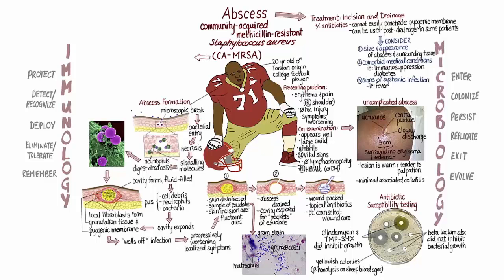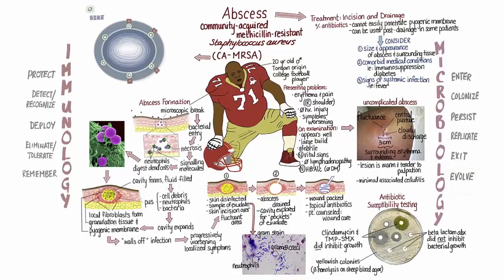Methicillin-resistant Staph aureus is an example of how bacteria can evolve in the presence of antibiotics to develop resistance. Penicillin and other antibiotics of the beta-lactam family work by binding to penicillin-binding proteins, bacterial proteins which are essential for maintaining the bacterial cell wall. But these bacterial proteins can evolve their structure so that they're no longer efficiently bound by beta-lactam antibiotics.